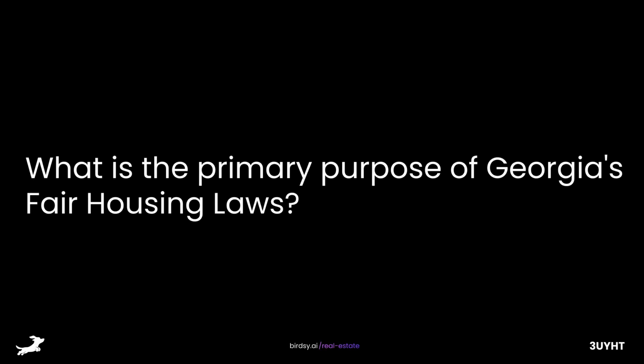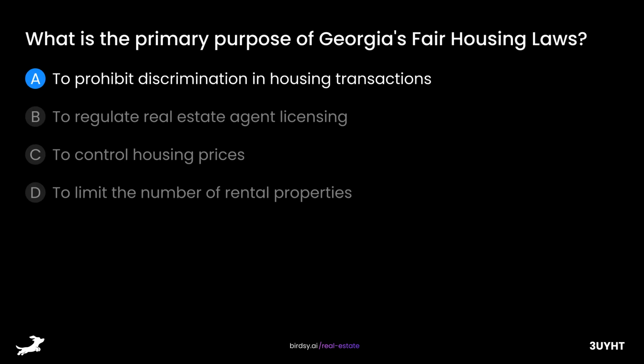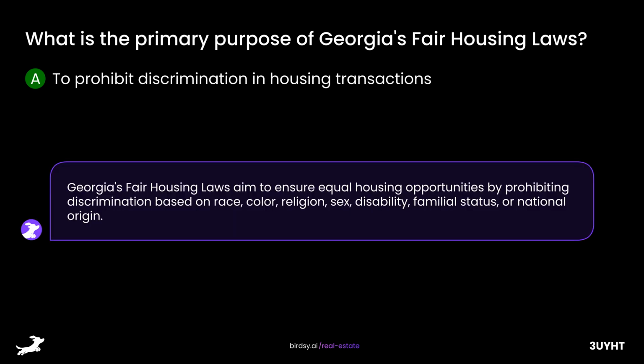What is the primary purpose of Georgia's fair housing laws? Is it A, to prohibit discrimination in housing transactions, B, to regulate real estate agent licensing, C, to control housing prices, or D, to limit the number of rental properties? The answer is A, to prohibit discrimination in housing transactions. Georgia's fair housing laws aim to ensure equal housing opportunities by prohibiting discrimination based on race, color, religion, sex, disability, familial status, or national origin.